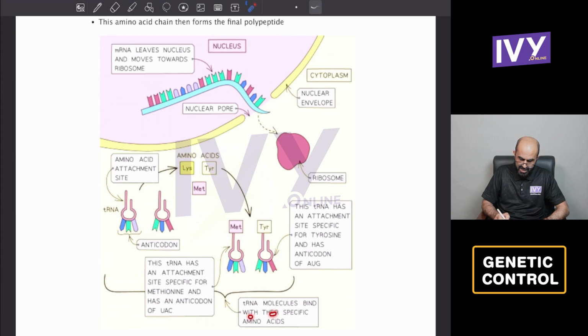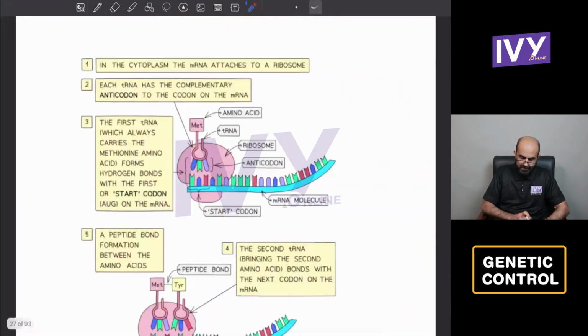So tRNA molecules bind with their specific amino acids. Now this tRNA has an attachment site. These are the free tRNA molecules you can see. Now what's going on in the cytoplasm? The messenger RNA attaches to a ribosome. This is the larger subunit. This is the smaller subunit. And this is the fifth site and this is the third site. The fifth site is attached with the messenger RNA. And here is the codon. Here is the anticodon. And this codon attracts the tRNA accordingly, following the specific base pairing rule.